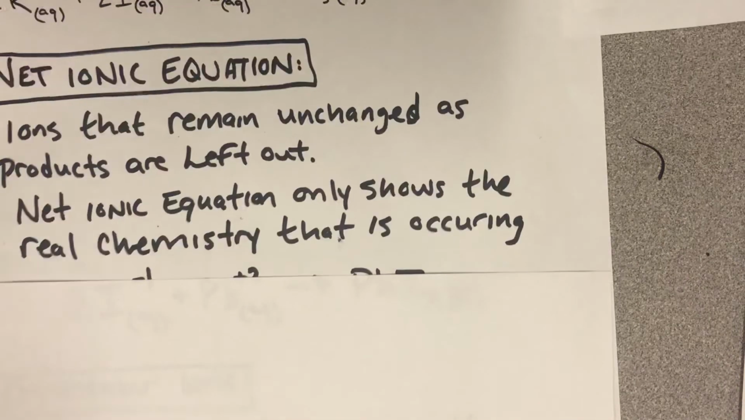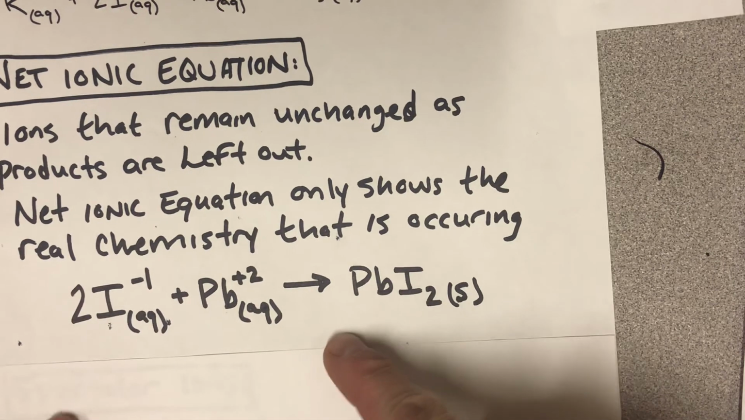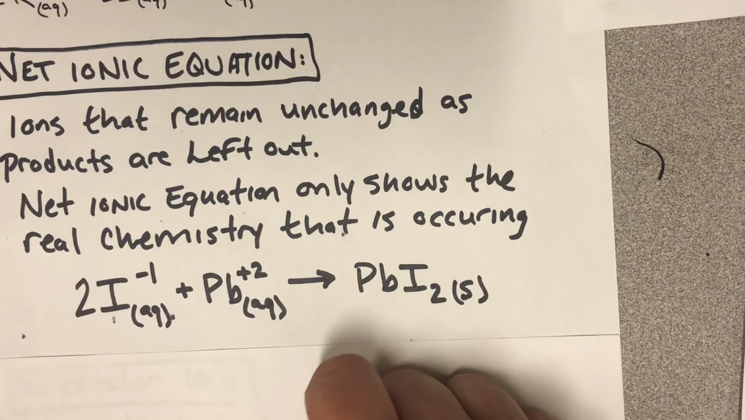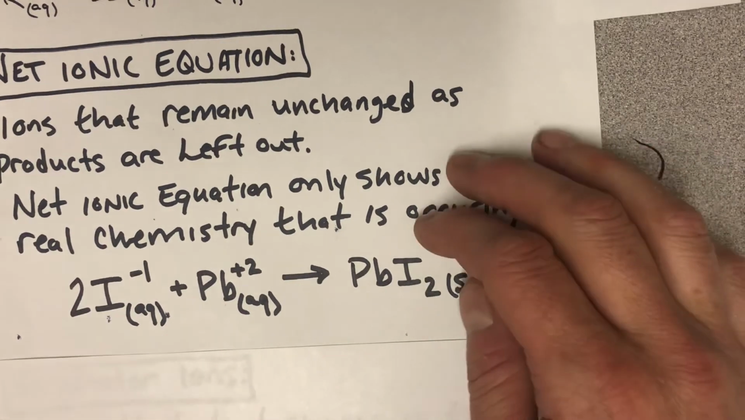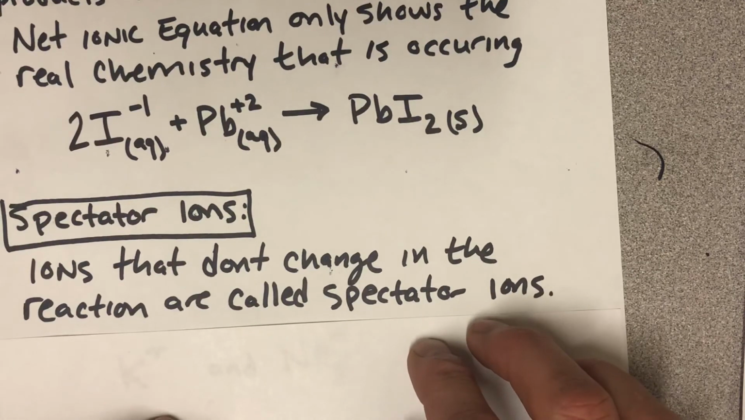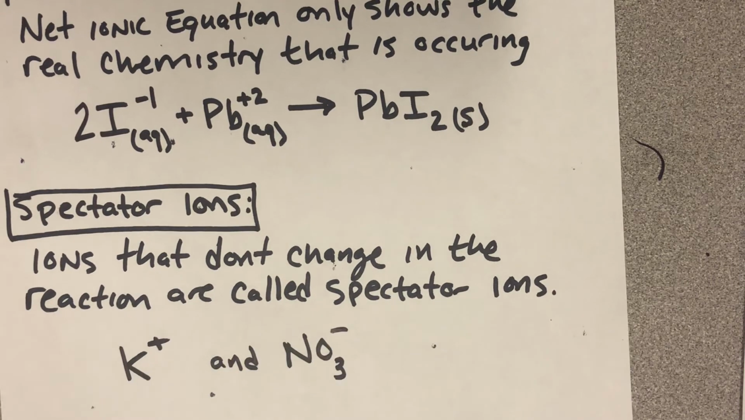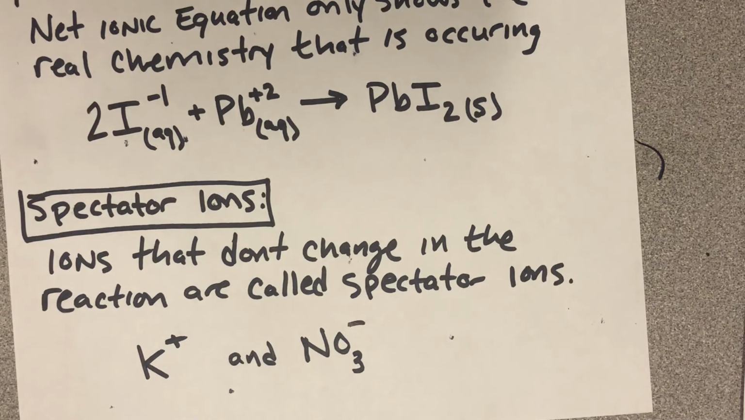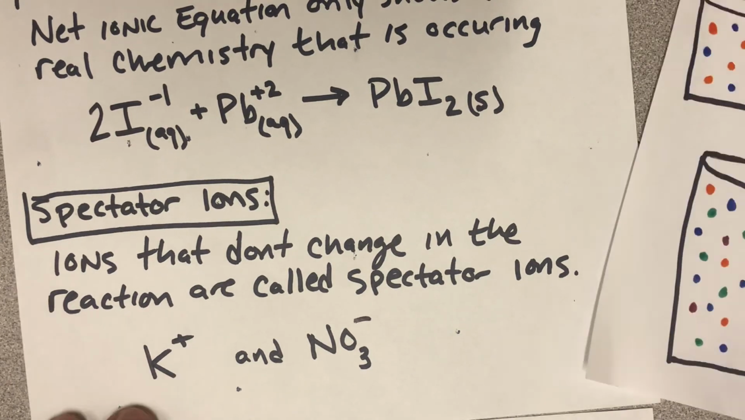So a net ionic equation only shows the real chemistry, and here it is. This is the same total ionic equation minus the potassium and the nitrate ions. Not that they don't exist, it's just that they don't really matter in this equation because they don't really do anything. And so we call them spectator ions. They're just the ones that hang out and don't change, they're just there to watch, I guess. And so the spectator ions that you would list in that equation are potassium and nitrate. Okay, so that's how net ionic equations and solubility work.